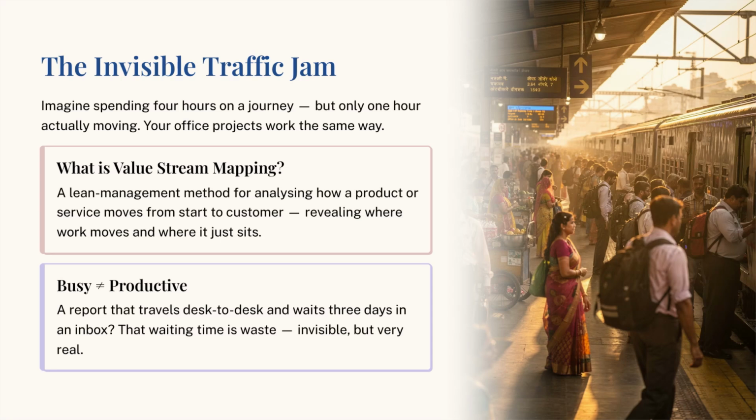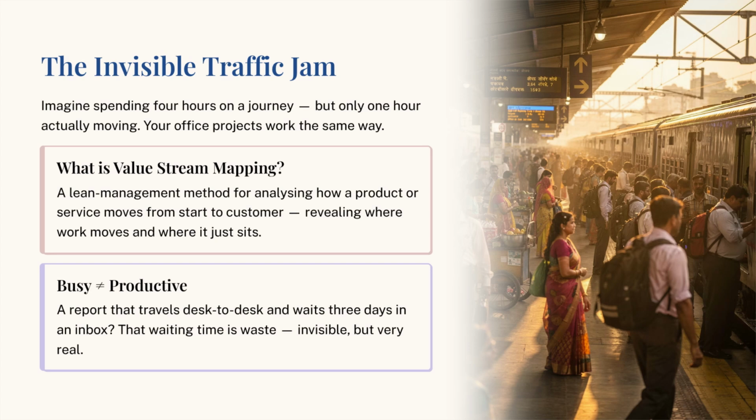Imagine you are at the bustling railway station in Mumbai during peak hour. You have a platform ticket, you know your destination, and the train is supposed to be fast. But you spend 2 hours just waiting in a queue to buy the ticket, another 30 minutes walking through a congested platform, and then you sit on the train for an hour while it waits for a signal. You spent nearly 4 hours, but only 1 hour was spent actually moving towards your destination.